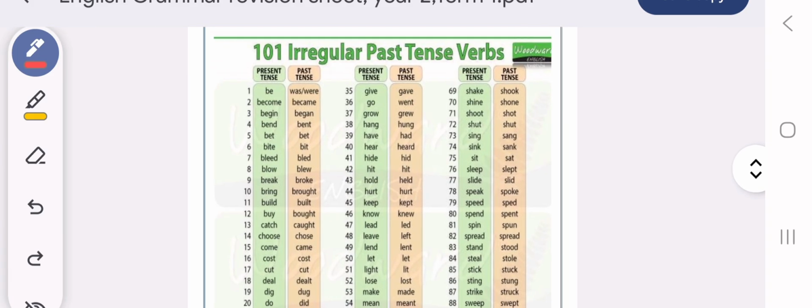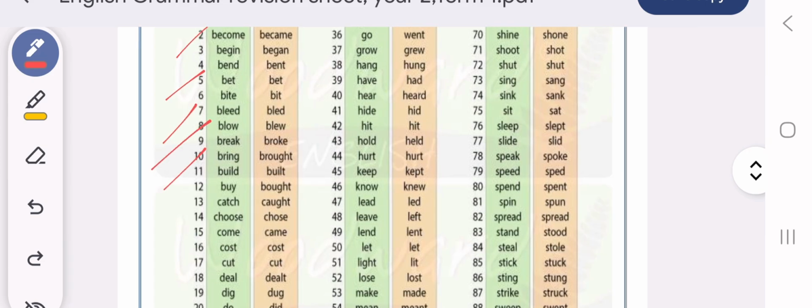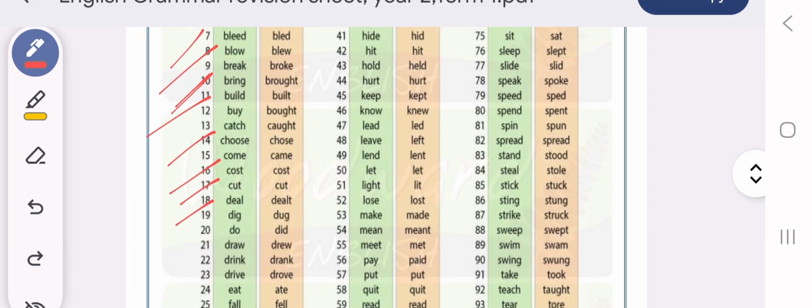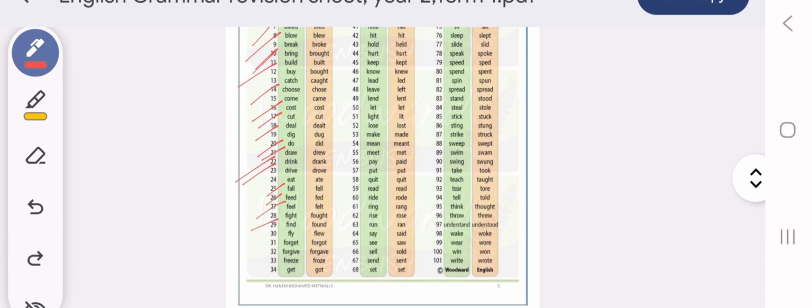And we have 101 irregular verbs. They said, no, we are not going to take ed, we are going to change the shape. And they are arranged in alphabetical order. A, B, C, D, E, F, G. Look, B, the verbs with B, the verbs with C, the verbs with D, with E, F, and so on. So if you are searching for a verb, search by alphabetical order.